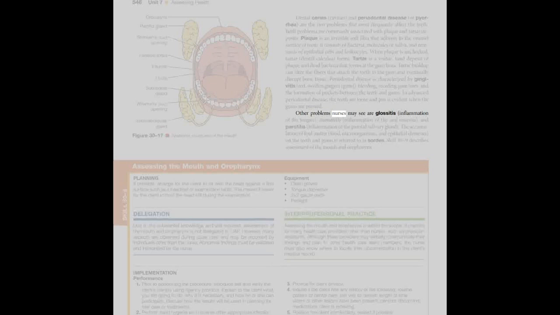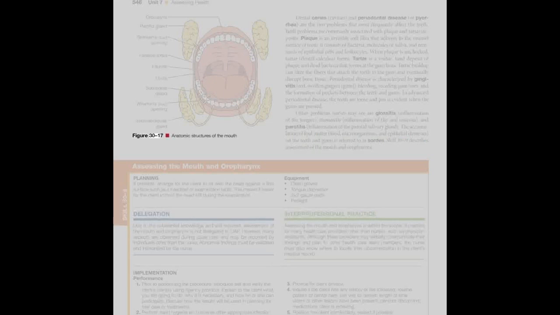Other problems nurses may see are glossitis, inflammation of the tongue, stomatitis, inflammation of the oral mucosa, and parotitis, inflammation of the parotid salivary gland. The accumulation of foul matter, food, microorganisms, and epithelial elements on the teeth and gums is referred to as sordes. Skill 30-9 describes assessment of the mouth and oropharynx.